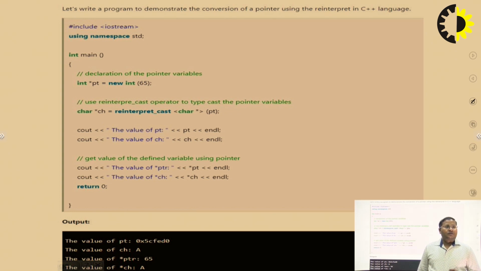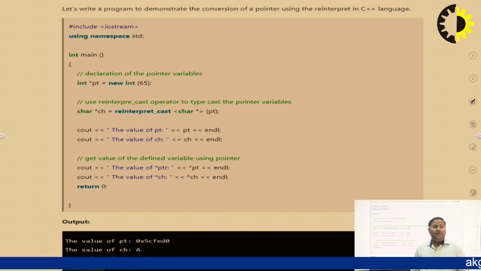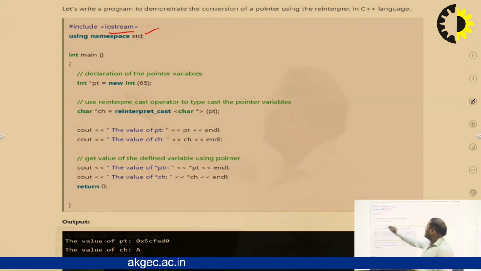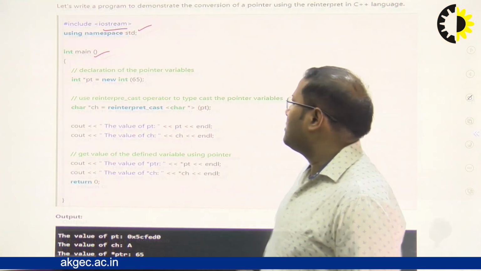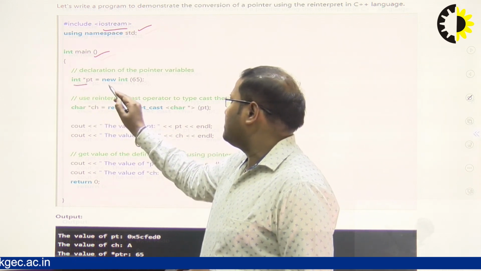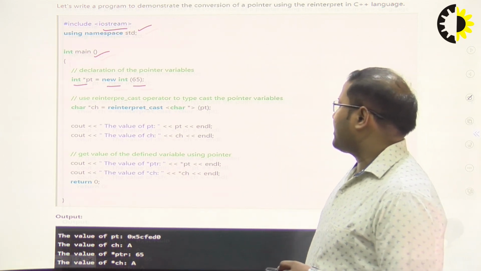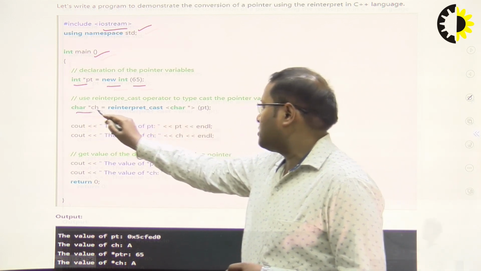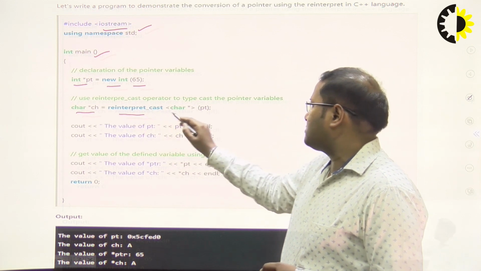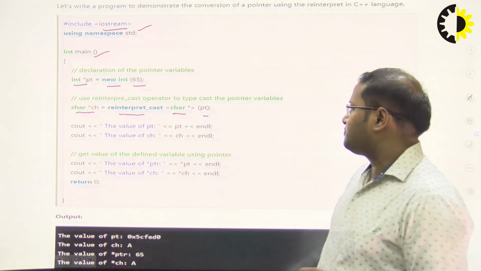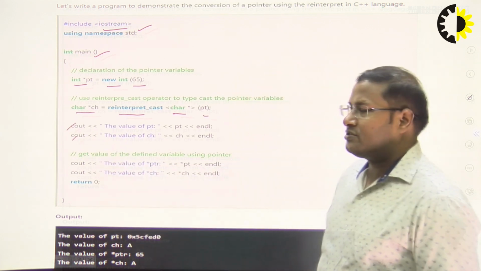To explain this concept, I have taken one example, a program written in C++. Here #include <iostream> is written to include the input-output stream header file. In the main function, I declare the pointer variables. int *pt = new int(65). Now, to use the reinterpret cast operator to typecast the pointer variables, this code is written. char *ch = reinterpret_cast<char*>(pt), and in the output these two things will be displayed.